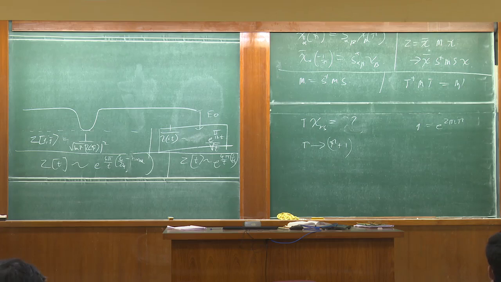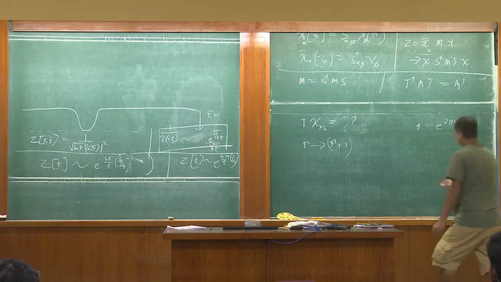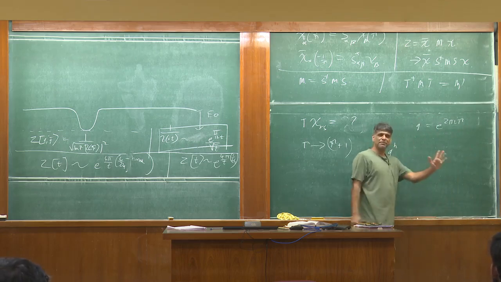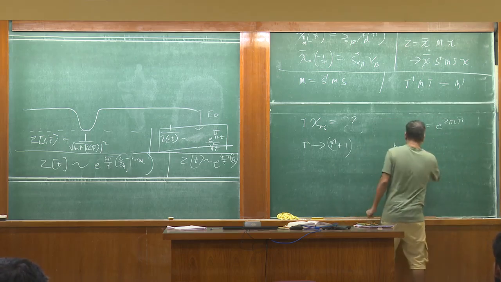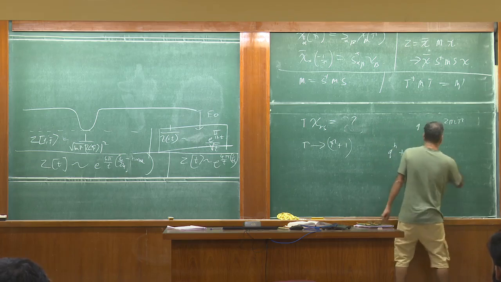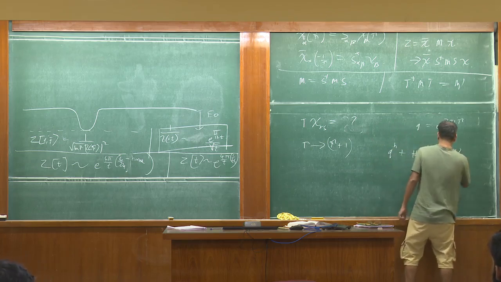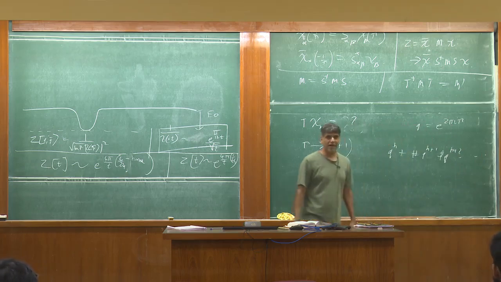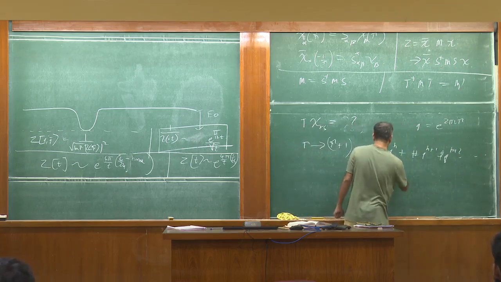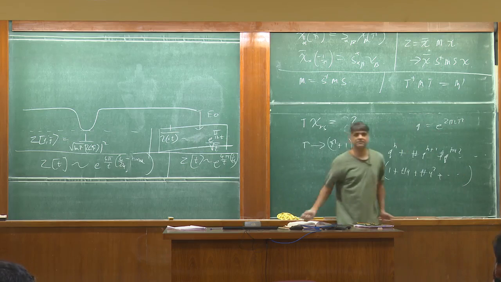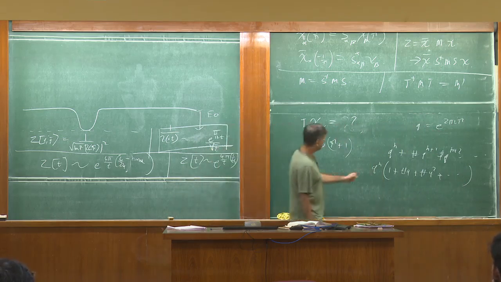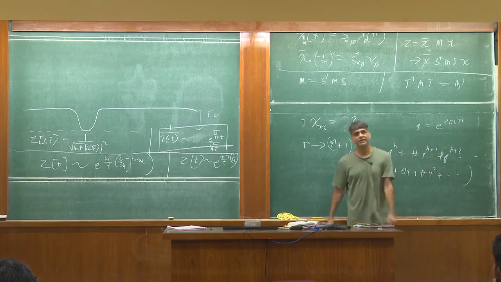But let's imagine a module built out of a primary. That primary has some weight h, some scaling dimension h. So its character is q to the power h, then some number of descendants at level 1, plus q to the power h plus 1, plus q to the power h plus 2, and so on. Now I'll write this as q to the power h times 1 plus a number times q plus a number times q squared, and so on. Under tau goes to tau plus 1, all terms here are invariant.